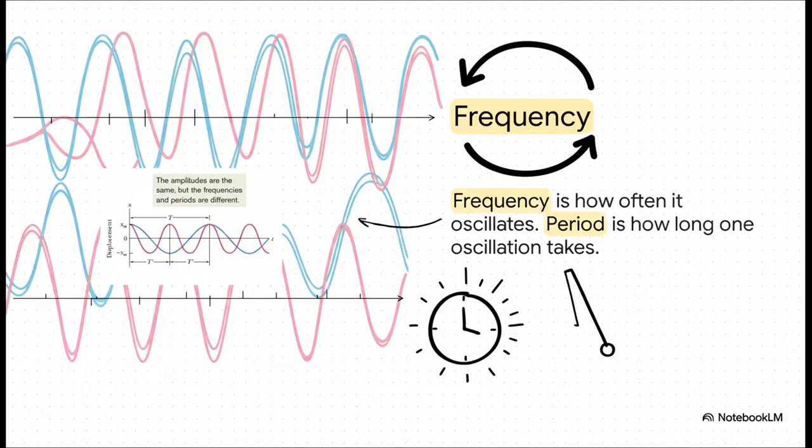Next, we have frequency and period. These two set the tempo of our story. It's like tapping your foot to a song, you know? Frequency is how many taps you make every second, while the period is just the amount of time between each tap. They're two sides of the same coin, and they control the rhythm of the whole thing.